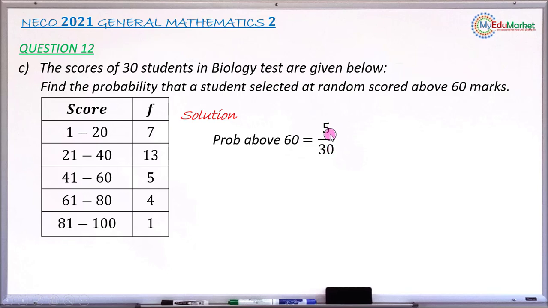Reducing this fraction to simpler form, 5 in 5 is 1, and 5 in 30 is 6, so you now have 1 over 6. This is the probability of selecting a student that scored marks higher than 60.